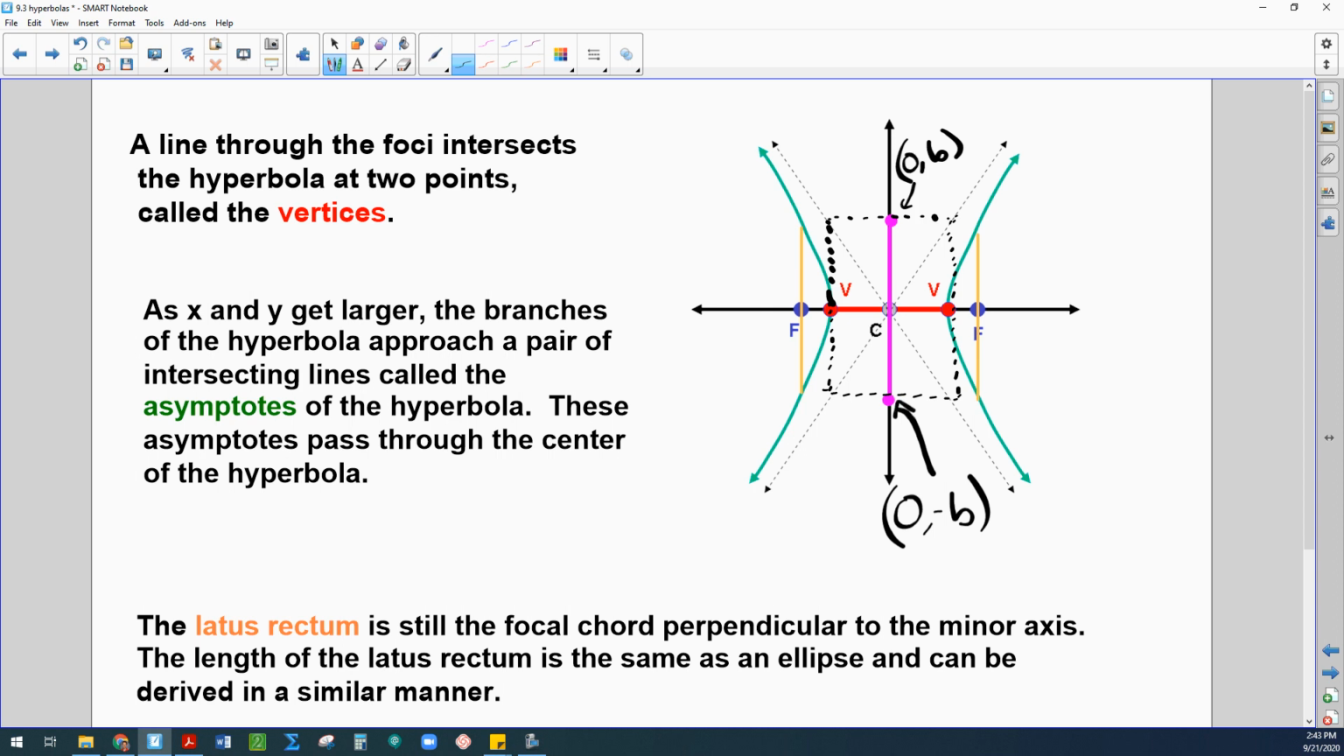But what that does is it creates an asymptote. And in this case, the slope of my asymptote is going to be b over a. And if it's a vertically opening hyperbola instead of horizontally opening hyperbola, then it would be a over b. There's still a latus rectum length, which goes through the focus. That's in orange on the screen. The latus rectum length is still 2b squared over a. So we're going to talk more about all these pieces.